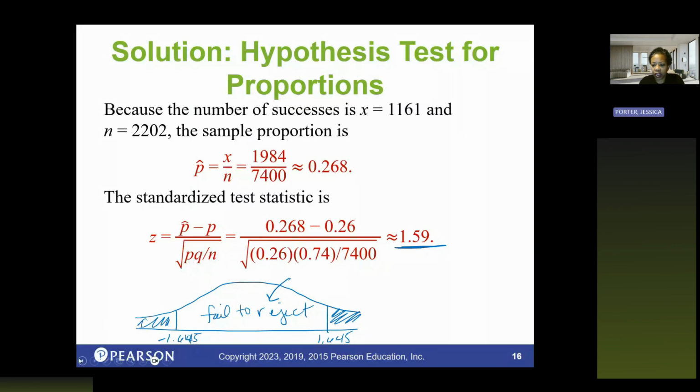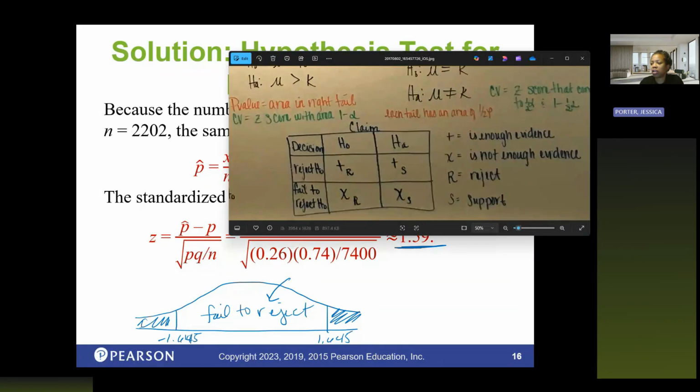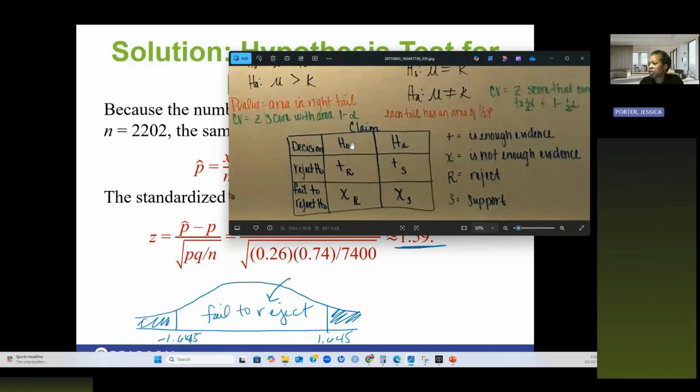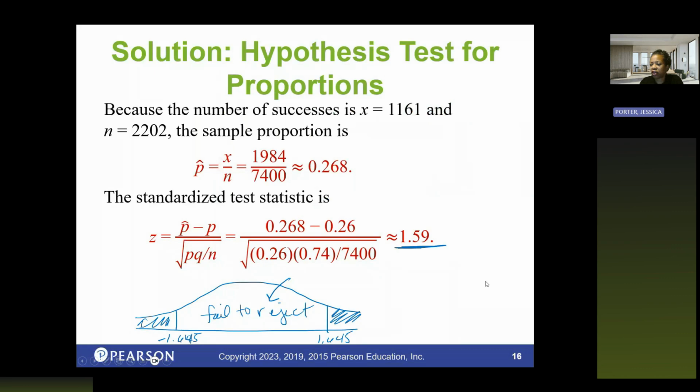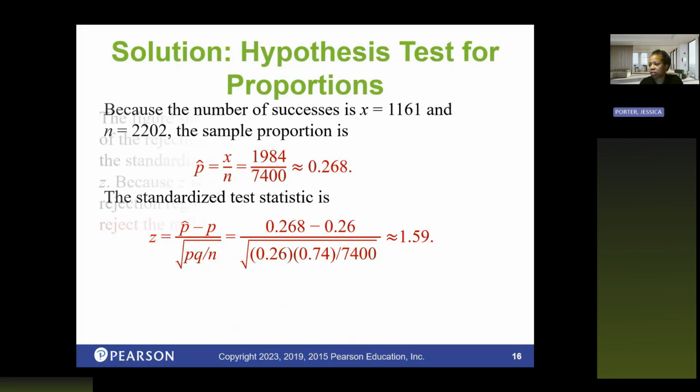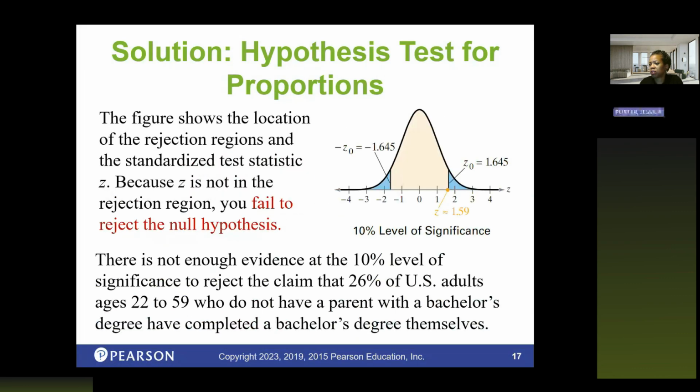All right, and so we have to look back. Which one was the claim? It was the null hypothesis. So with the null hypothesis being the claim and we failed to reject, there is not enough evidence to reject the claim. Is this going to tell us that? Yep.